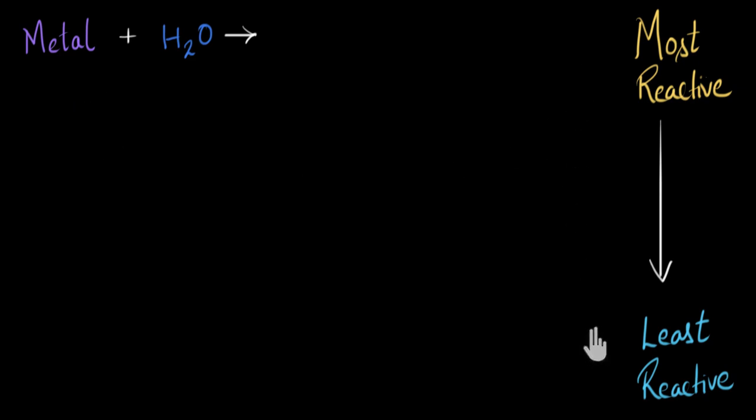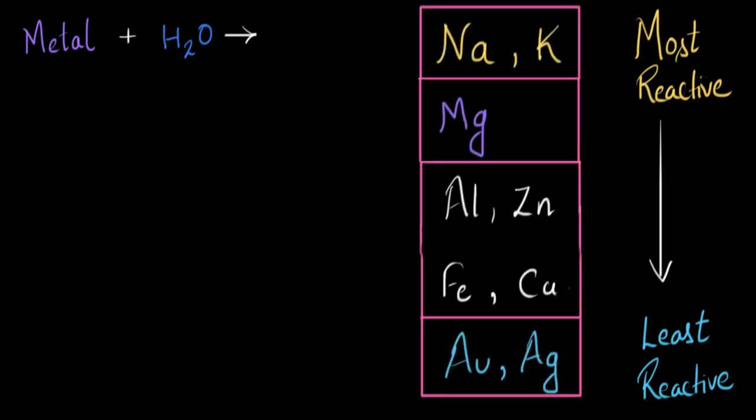Depending on how vigorously each metal reacts, we will list them in this particular series. You might recall that in a previous video, we attempted something similar. We reacted metals with oxygen, and depending on how vigorously they reacted, we arrived at this particular list. Here sodium and potassium were the most reactive, and gold and silver were the least reactive.